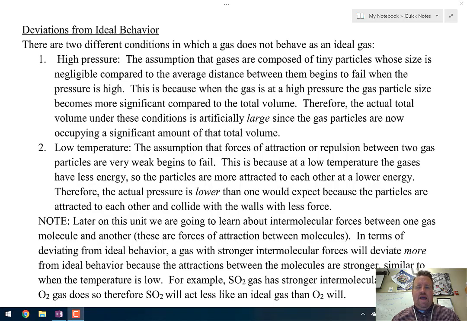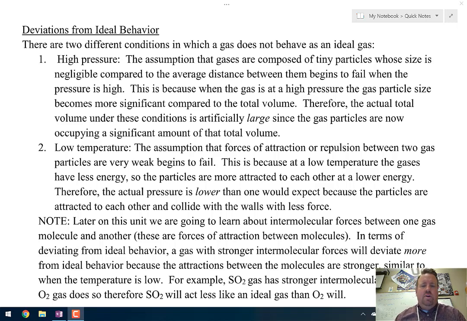All right, this is our last section dealing with gases. Now, at the very beginning of this unit, when we talked about the kinetic molecular theory, we talked about three main points that we need to remember. One of them is that the temperature is directly related to the kinetic energy.